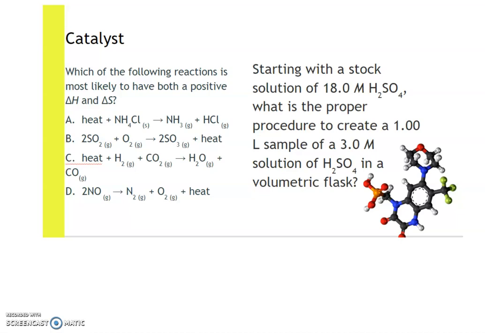All right, so it says, which of the following reactions is most likely to have both a positive delta H and delta S? If we see positive, then we immediately need to think about what that means. Positive delta H means that the reaction is endothermic, meaning that I have to put energy in, or heat in. So heat can't be a product. That automatically takes out B. So now I'm left between A and C.